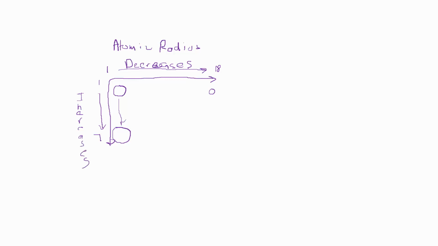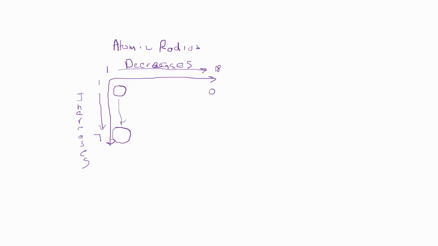Now, are there places where we would see this trend not agreeing? Absolutely. Those are called anomalies, and we would have to get into a further discussion as to why those anomalies occur, but that's beyond the scope of this presentation. We just need to know the trend as we see it here, so then we can start talking about other periodic trends such as ionization energy and electron affinity.